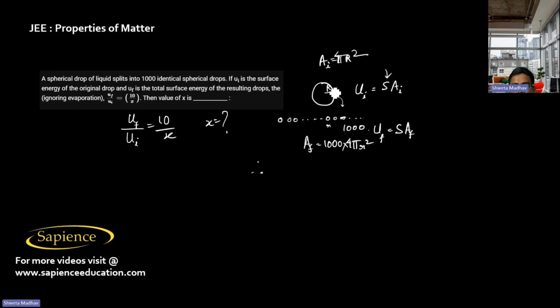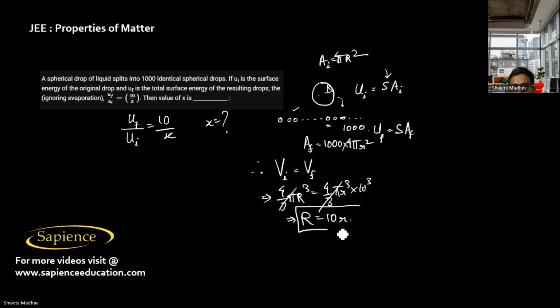So now we can conserve the mass. If we conserve the mass, and since density is the same, the volume will remain conserved. So the initial volume is equal to the final volume of all the drops. So V initial, that is 4 by 3 pi R cube, is equal to 4 by 3 pi small r cube into 1000, that is 10 power 3. 4 by 3 pi cancels, so R cube is equal to 1000 r cube. If you take the cube root on both sides, then R will be 10 r.